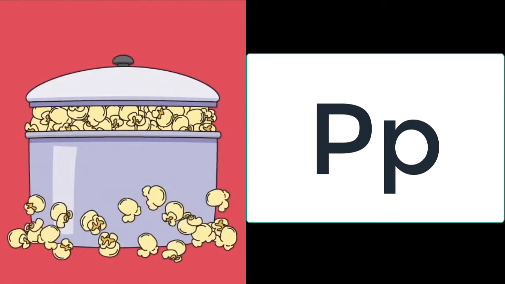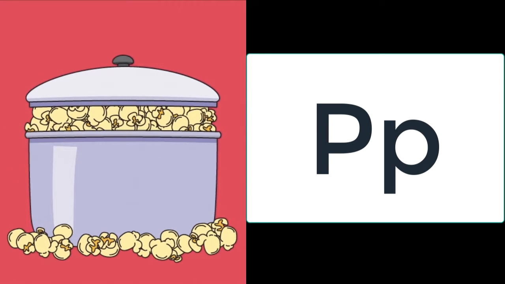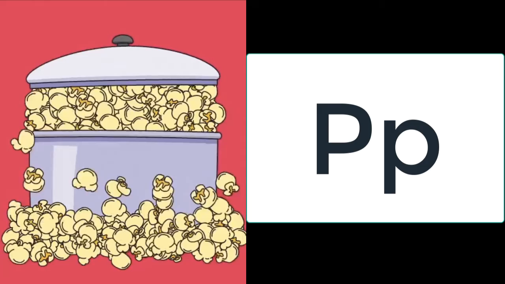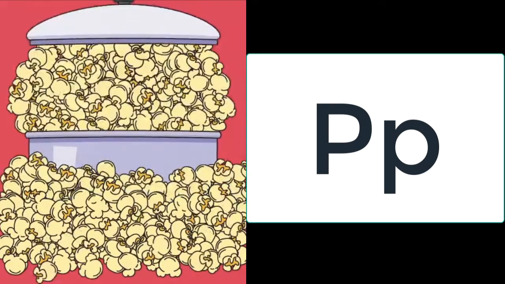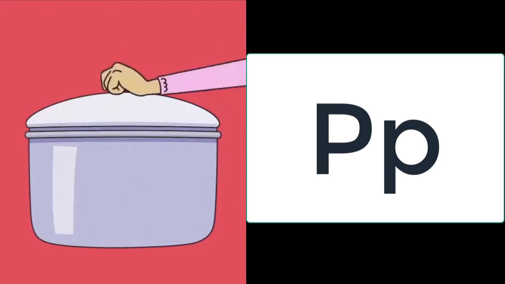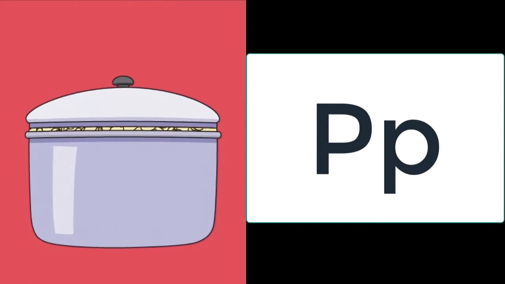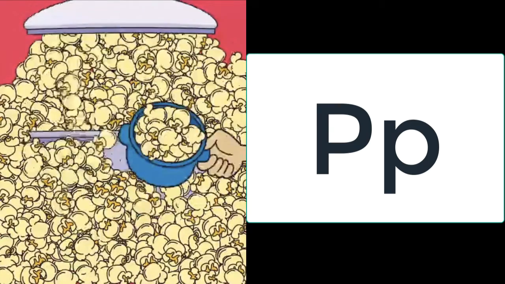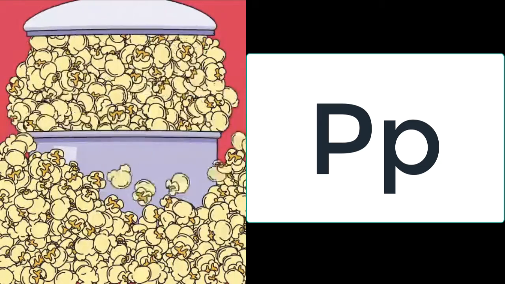Popcorn. Ping and Pong liked to pop corn. As it cooked, it made this sound. One day, Ping poured a whole package of popcorn into the pot. It made this sound. The popcorn popped and popped. Ping filled 2 pots, and still the popcorn popped.